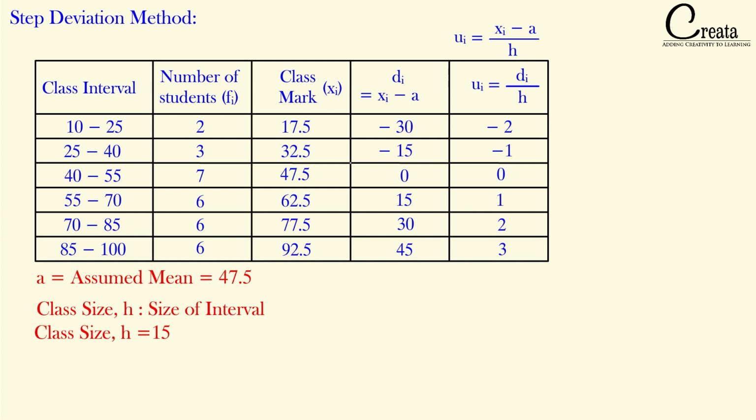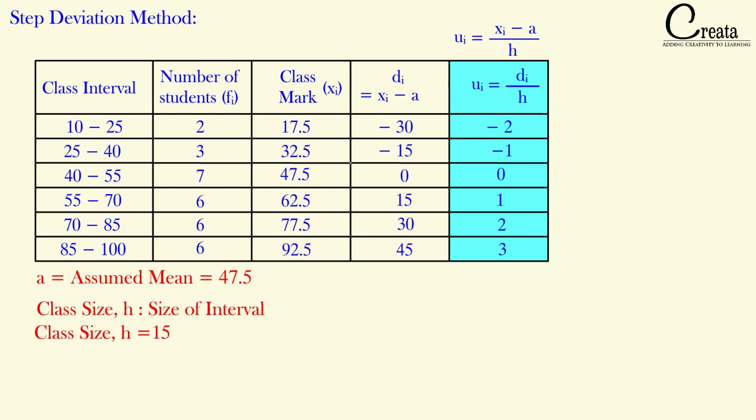Now our next question is why we have done this. Here, if you observe the values of Di, the common factor in all these values of Di is 15. So we have divided by the common factor. This step deviation method is applicable where we have a common factor in the values of Di, so that our calculation becomes easier. Once we have divided all these values of Di by 15, we got much simpler values, like -2, -1, 0, 1, 2, 3. So this will help us do the calculation in a much easier form.